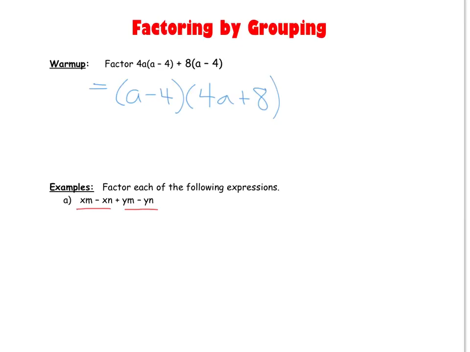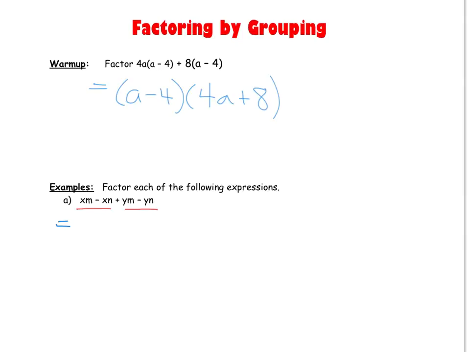Oftentimes with factor by grouping, it is possible to group in a variety of different ways. In other words, in this one, you could potentially put the m term with the m term and the n term with the n term. But the idea is you want to group them into 2, so these ones are right beside each other already, and then you want a common factor within that group.